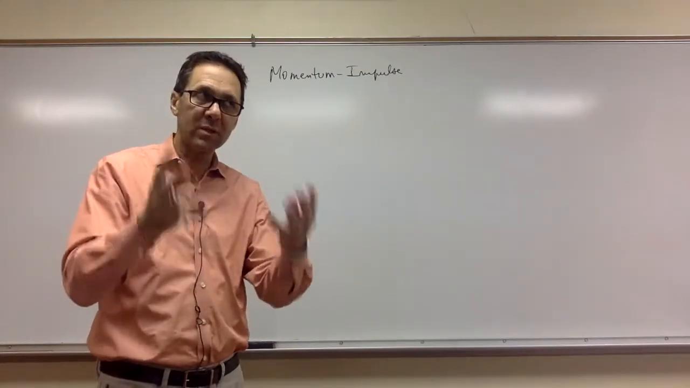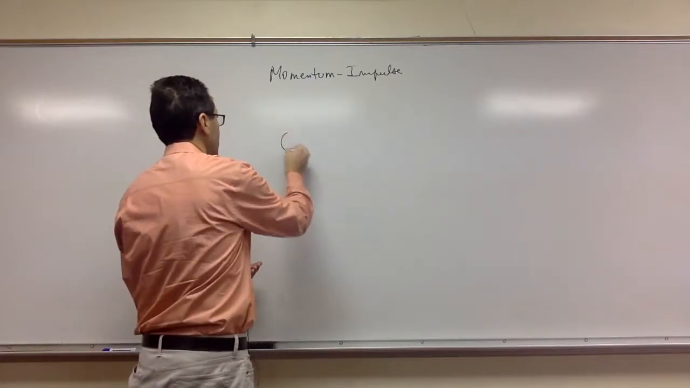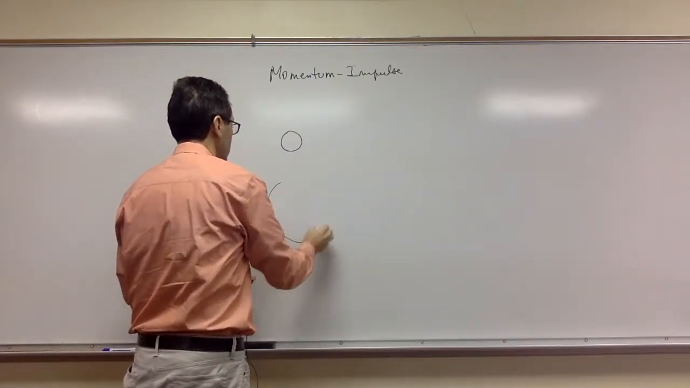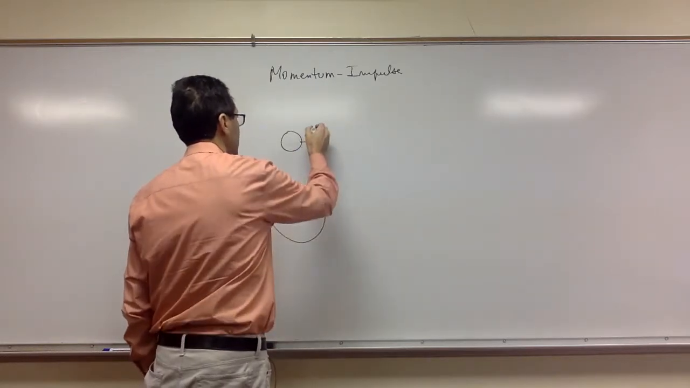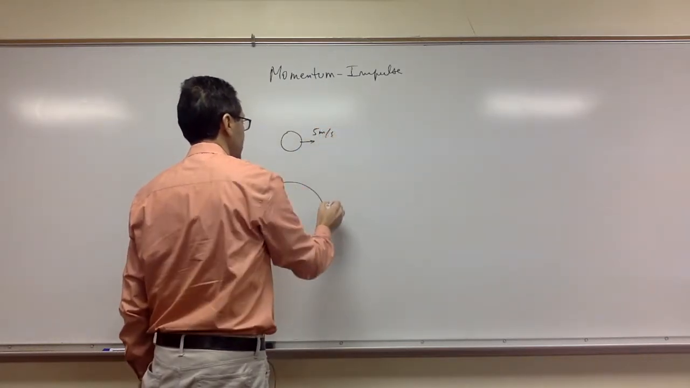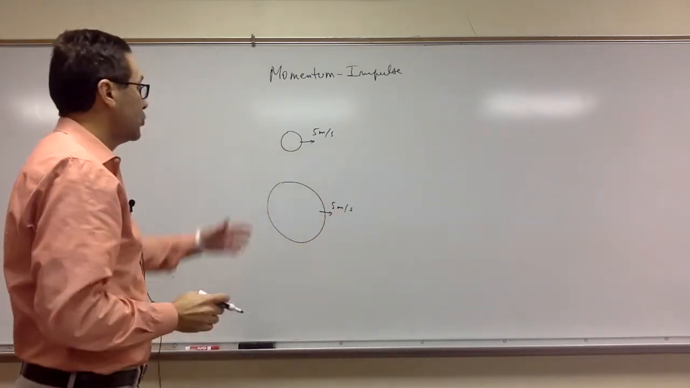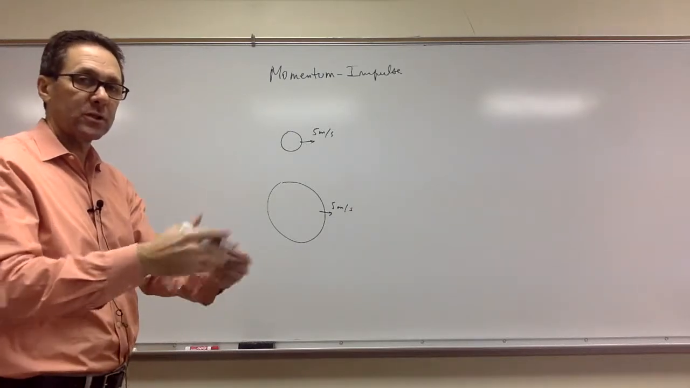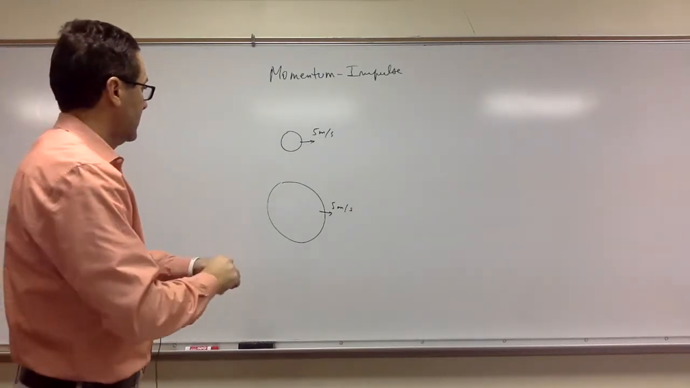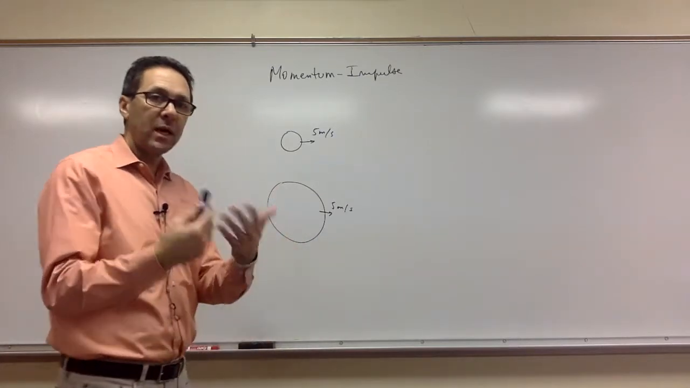So I'll give you some simple examples to help you understand this idea. Let's just take a tennis ball and a bowling ball, right? And they're both going at the same speed, 5 meters per second, okay? Now, which one do you think will cause bigger damage if it touches something? Well, obviously it has to be the bowling ball because it's heavier.